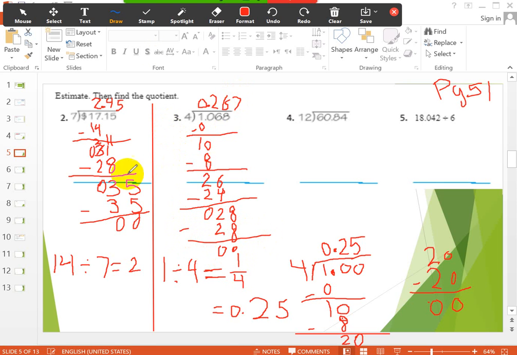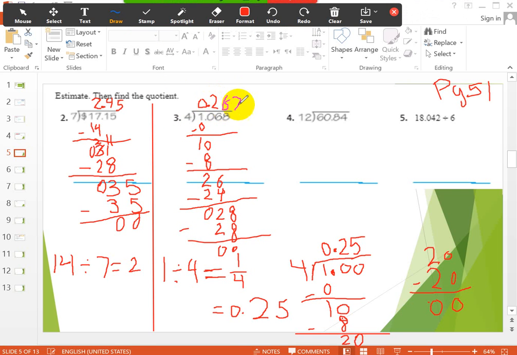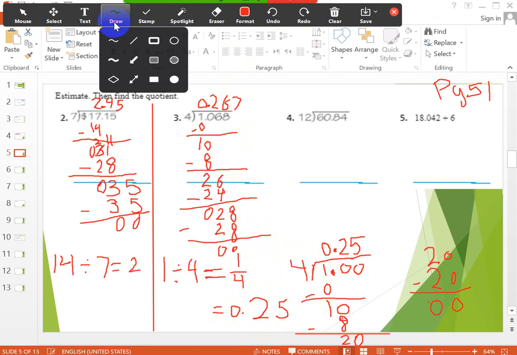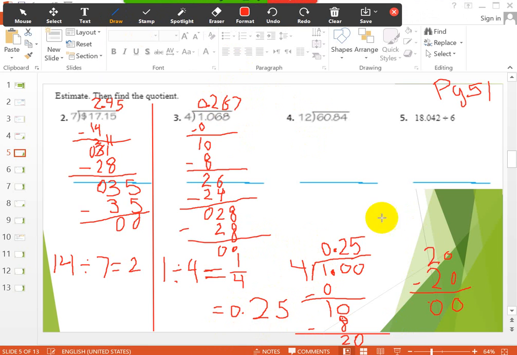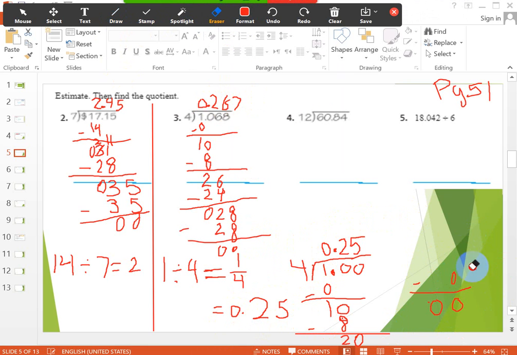And the final answer is 0.267 thousandths. Okay? It's close to 0.25 hundredths. Okay? Now let's continue. Okay, I will erase this, girls. I will erase this. Okay?